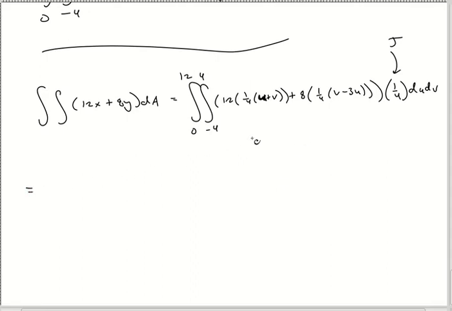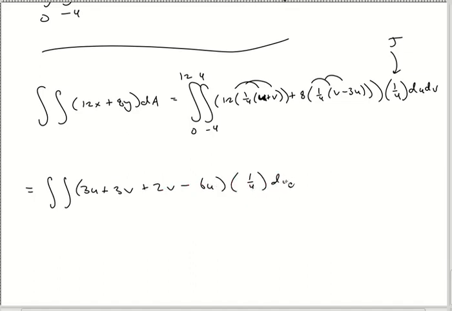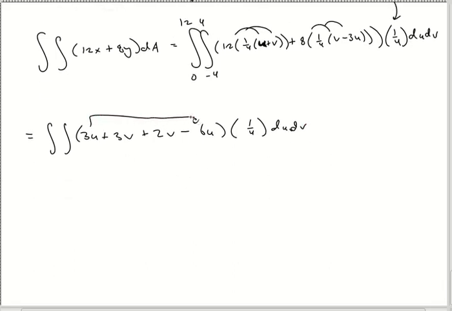Well, honestly, a lot of this will simplify. Notice that 12 over 4 is going to make a 3, and the 3 you can distribute. Here 8 over 4 is a 2, and the 2 is going to distribute. So we got the double integral of 3u plus 3v plus 2v, and then minus 6u, all this times 1/4 here in just a minute, du dv. These guys here will combine. Those will combine right there.